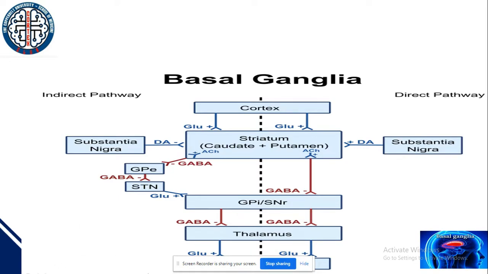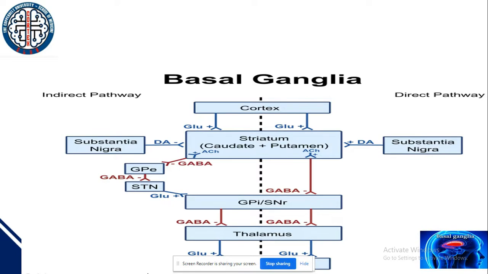After GABA has inhibited the globus pallidus internus, which also produces GABA, the globus pallidus internus is going to produce less GABA. If less GABA is produced, it is going to disinhibit the thalamus. I'll repeat that again. The putamen produces GABA, which acts on the globus pallidus internus. It is the globus pallidus internus which produces GABA that actually inhibits the thalamus.